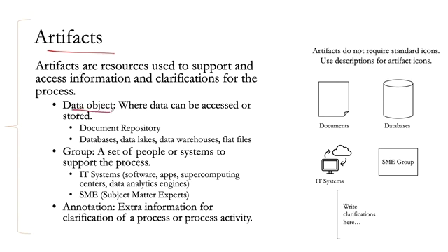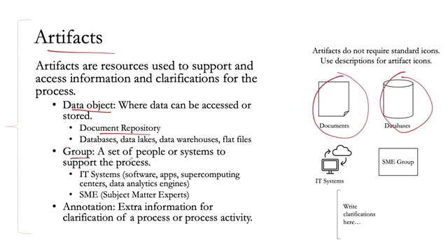They are data objects, which is where data can be accessed or stored, and you can have document repositories, so you can have documents. Remember, like old times, they'd go to a big dusty room with hundreds and hundreds of file folders, and then check out each file folder, pull something out, blow on it, get into a coughing fit or a sneezing fit, and then produce a piece of paper. That's an old document repository, or a flat file document repository. Then, of course, you have databases, data lakes, data warehouses, flat files, and so forth. So these are data object artifacts, both documents and databases.